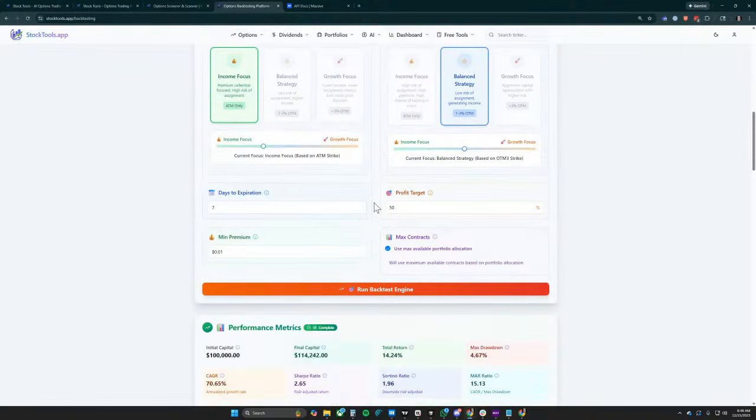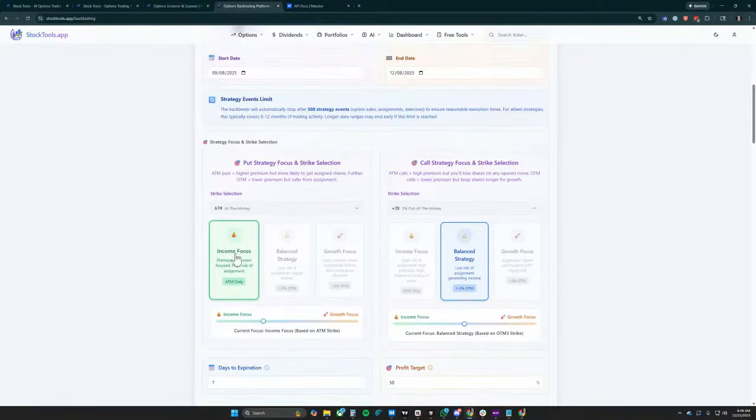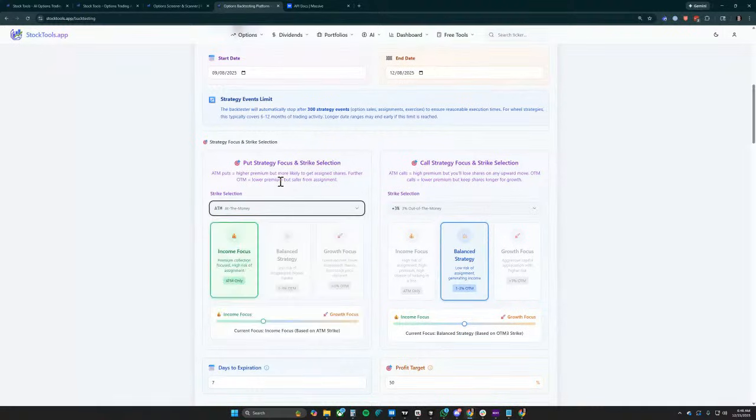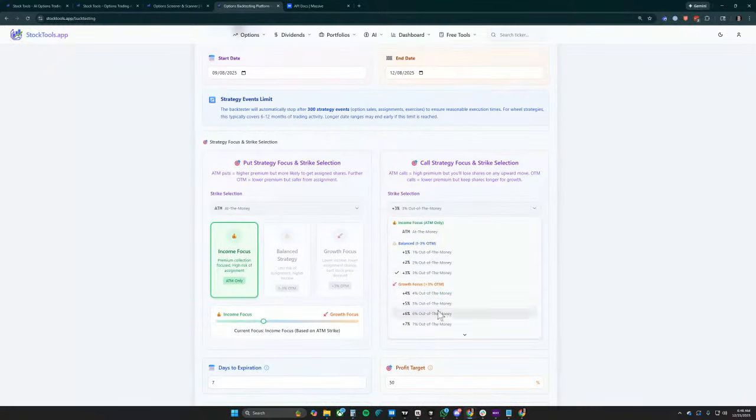this time period, right? So you can switch between income focused, and it's really just picking which delta, right? Do you want at the money, in the money? How far out do you want the put side to be when you're starting the wheel? And then how far out do you want the call side to be once you're finally assigned, right?